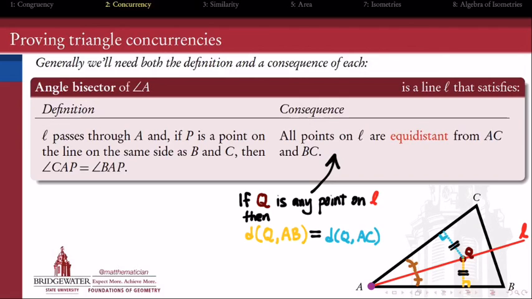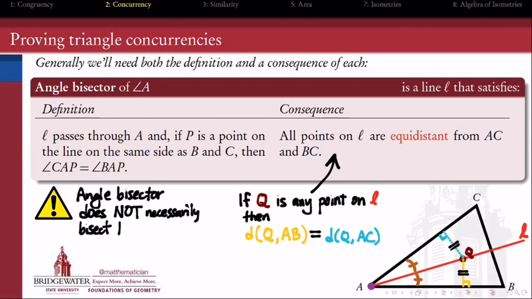So that's an alternative characterization of what it means for a line to be the angle bisector at A. It consists of all those points which are the same distance away from AB as they are away from AC. And again, don't forget, an angle bisector does not actually necessarily bisect the opposite side of the triangle. So just because it cuts the angle in half, it still probably does not cut the opposite side in half. You'll have to take a moment and convince yourself why that might be the case.